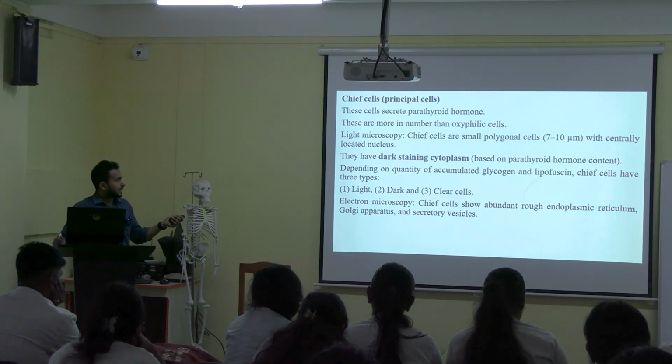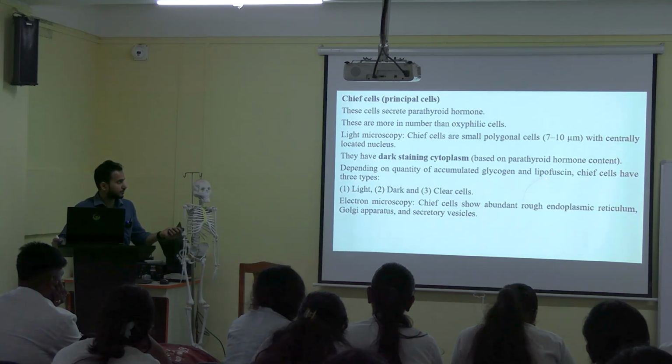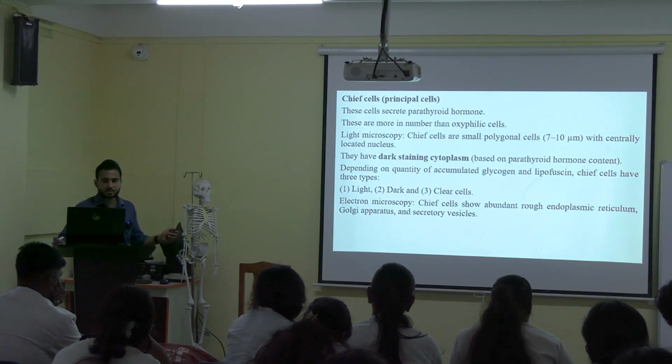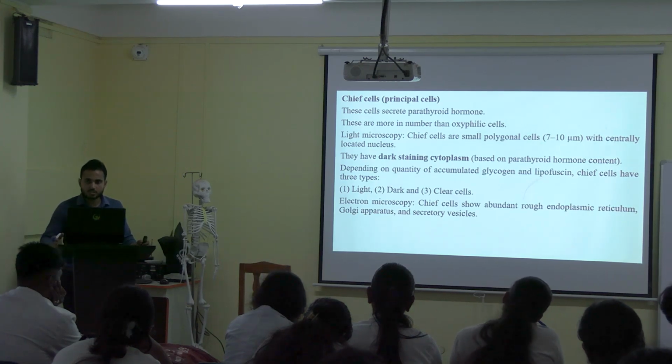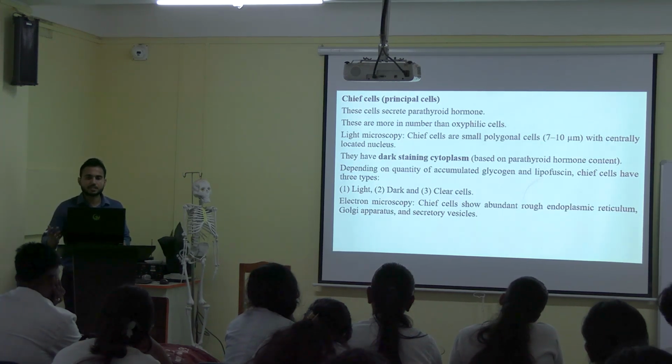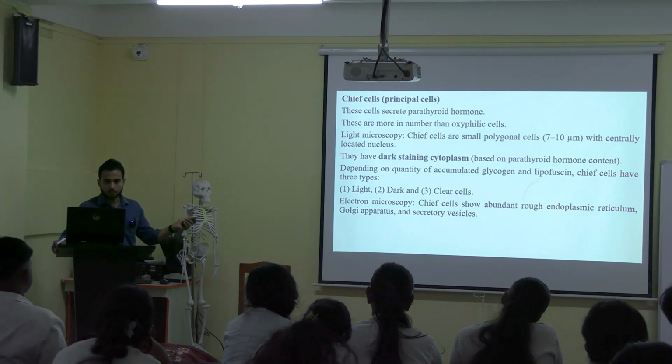This dark staining cytoplasm depends on the amount of glycogen and lipofuscin, and based on that the cells are divided into light, dark and clear cells. So the chief cells, also called principal cells, are more in number. What is the main function? To secrete parathyroid hormone or parathormone. What is the identifying feature? Darkly stained cytoplasm.